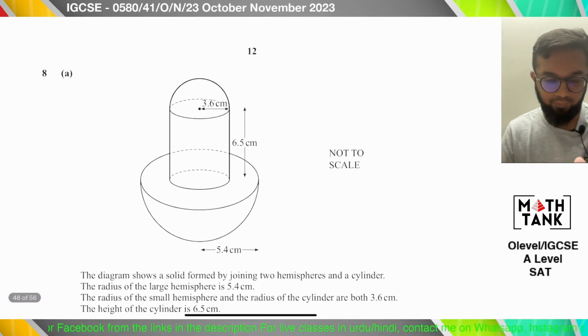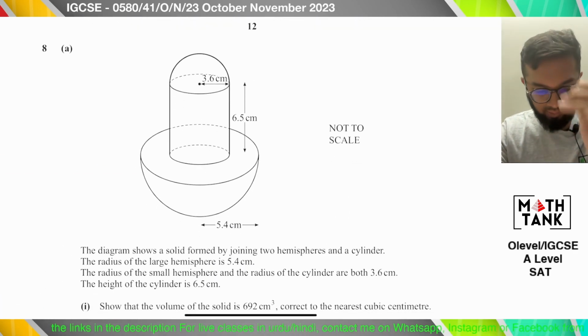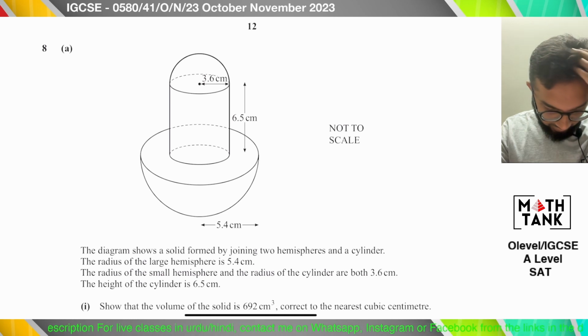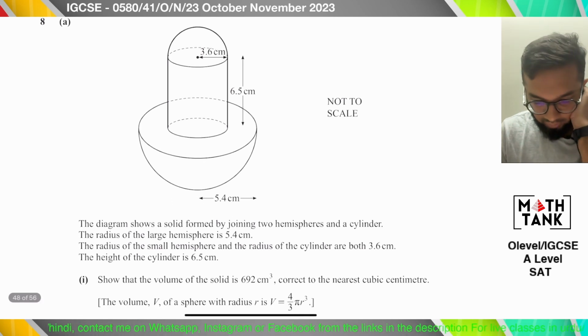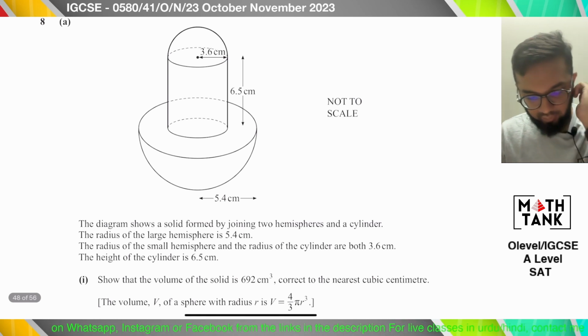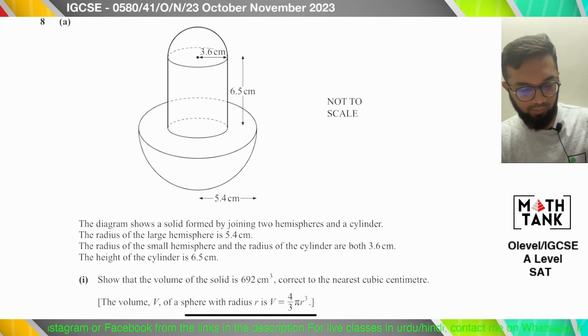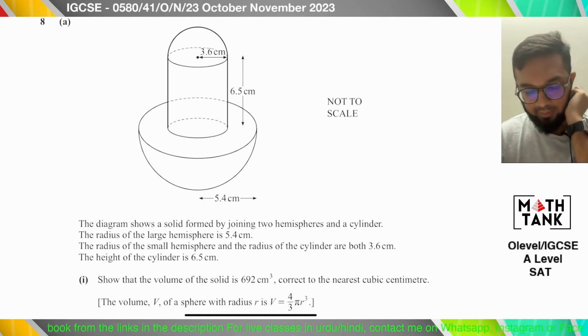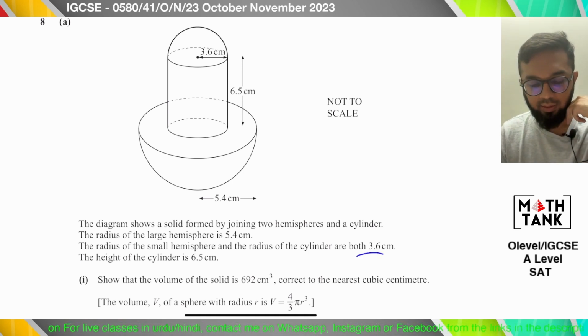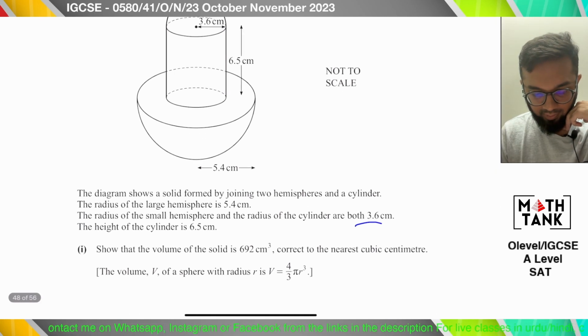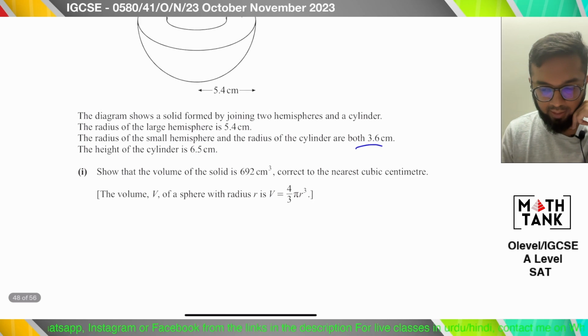Yeah. Question number 8 is a mensuration question. I see a cylinder, a sphere, and another sphere. Then the diagram shows a solid formed by joining two hemispheres and a cylinder. The radius of the large hemisphere is 5.4. The radius of the small hemisphere and the radius of the cylinder are both 3.6, the height of the cylinder is 6.5. Show that the volume of the solid is 692, correct to the nearest cubic centimeter.